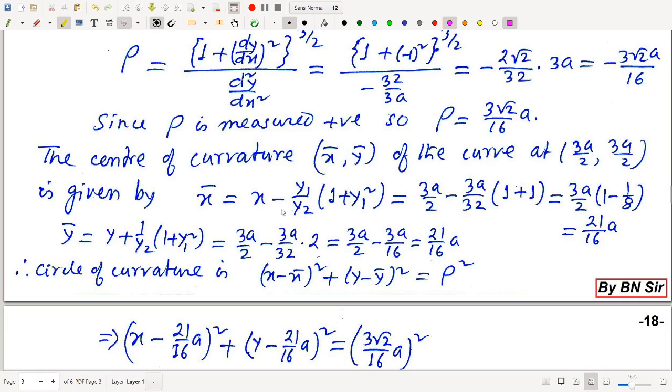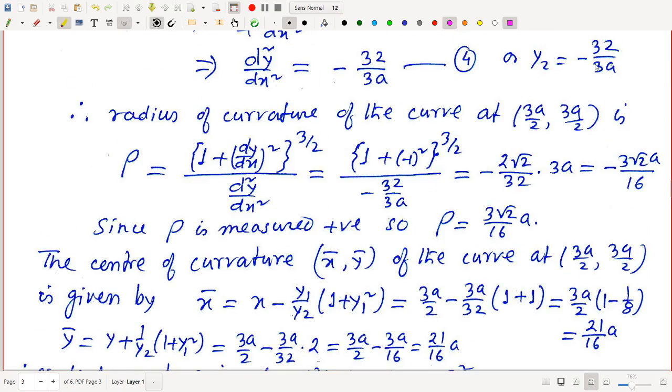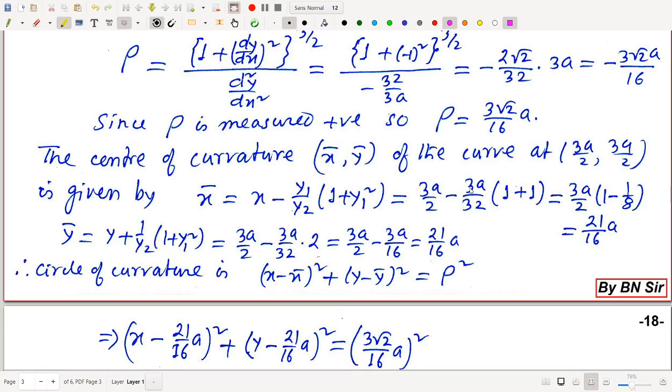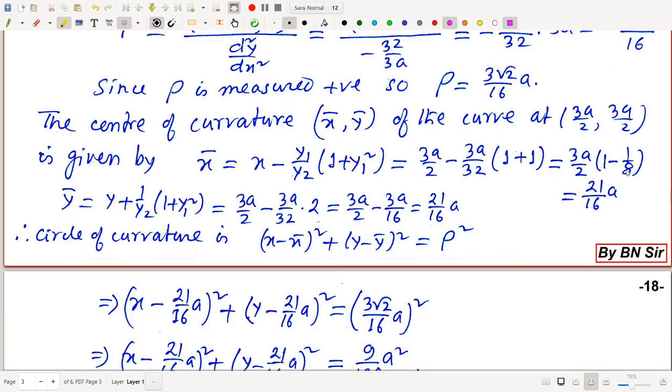Put the value of x, meaning here 3a by 2; y1 is minus 1, so this becomes plus, and y2 is also with negative sign, minus 32 by 3a, so ultimately it remains minus 3a by 32. And 1 minus 1 square is 1, so it is 1 plus 1. Finally it is thrice a by 2 common 1, and here it is 16 minus 3 by 2, 32 cancelling, it will be 16, and another 2 taken common, so it will be 8. 1 minus 1 by 8 means 7 by 8, so it means 21 by 16a.